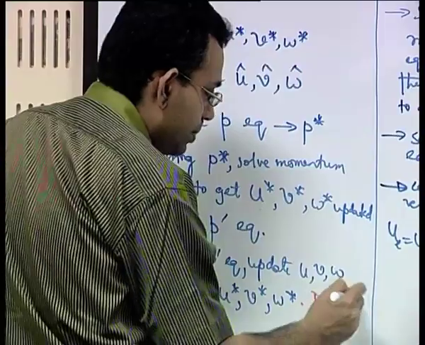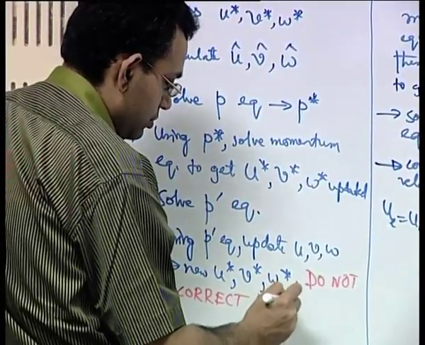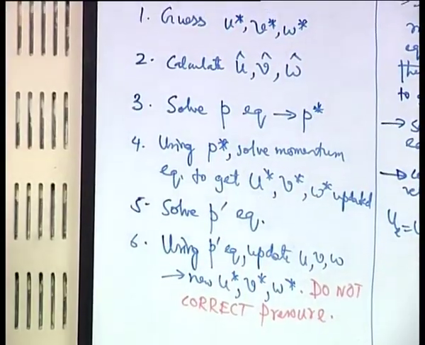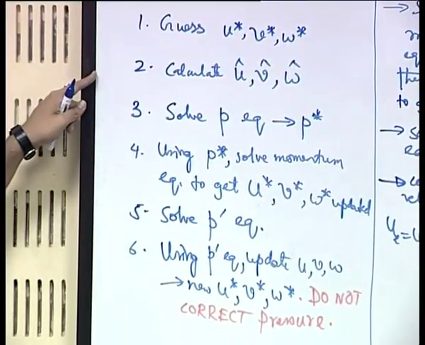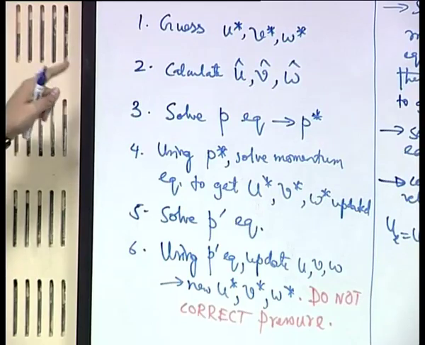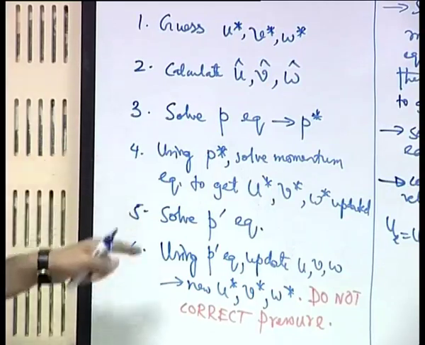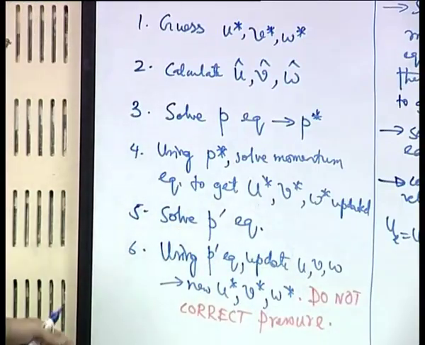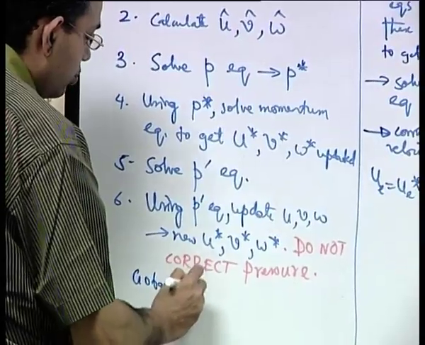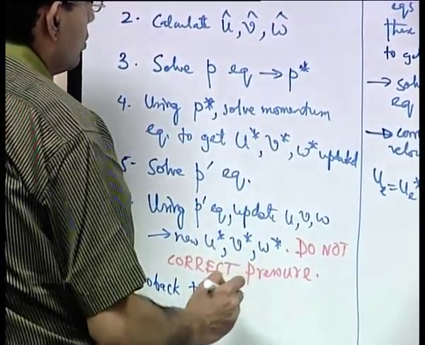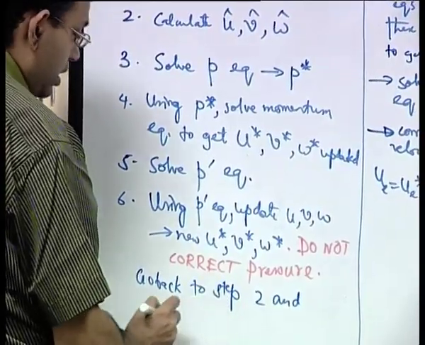Important is do not correct pressure. Because we have obtained the pressure directly through the pressure equation, we have deliberately done so because we have marked that pressure correction is not good for correcting pressure. So, we should not correct pressure using pressure correction, and then go back to step 2 and iterate till convergence.